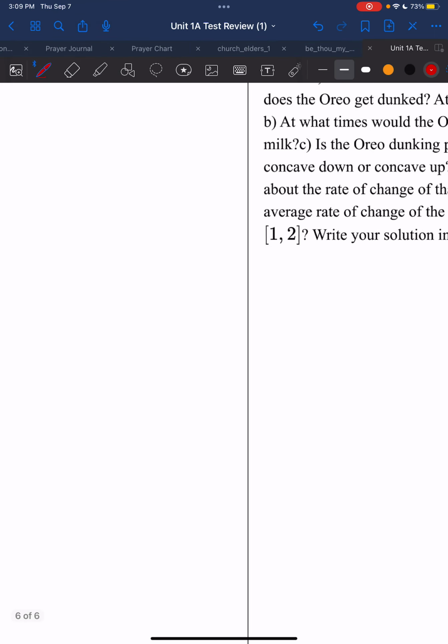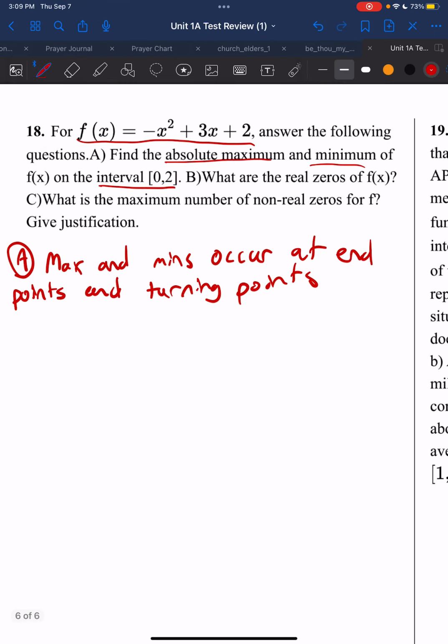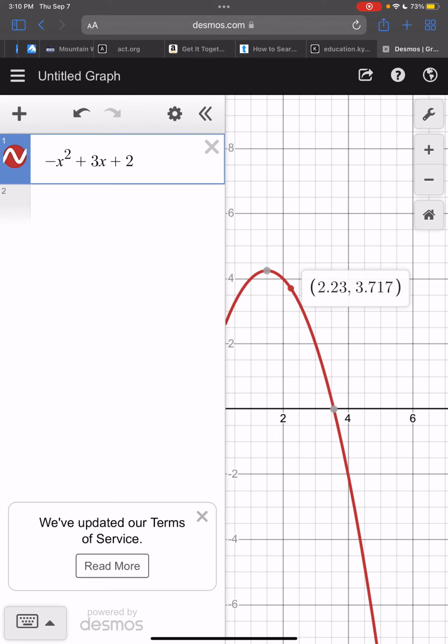My function is negative x squared plus 3x plus 2. So I'm just showing you on the Desmos calculator because that's what I have access to on my iPad. You all use the TI-84s that we normally use in class, plus 3x plus 2. Okay, so from 0, and then 2 is somewhere like right here. 0 to 2. 2 is like right here.